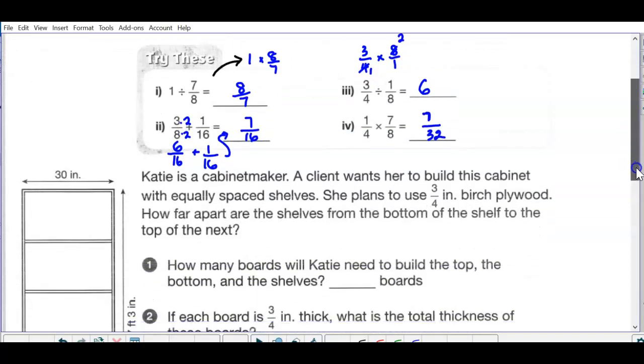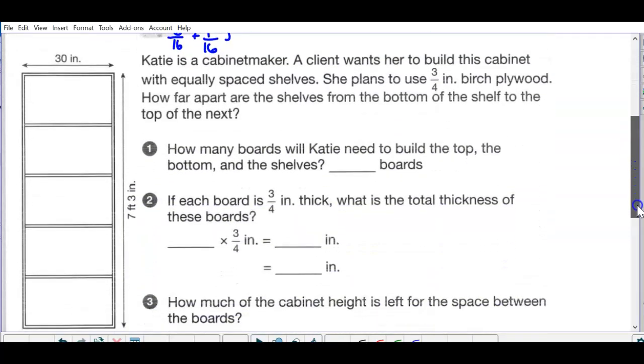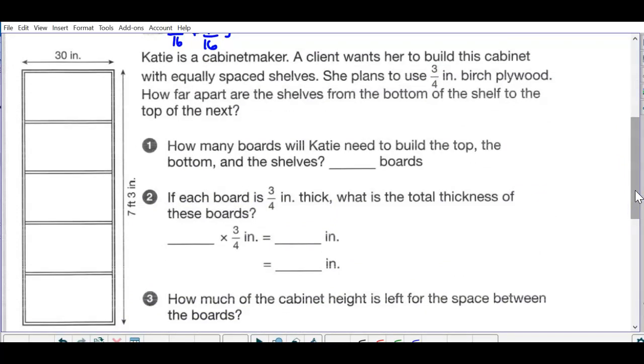Okay, so first example here. Katie is a cabinet maker. A client wants her to build this cabinet with equally spaced shelves. She plans to use 3/4 inch birch plywood. How far apart are the shelves from the bottom of the shelf to the top of the next? Okay, so basically each of these needs to be the same, and we want to know what that distance is.